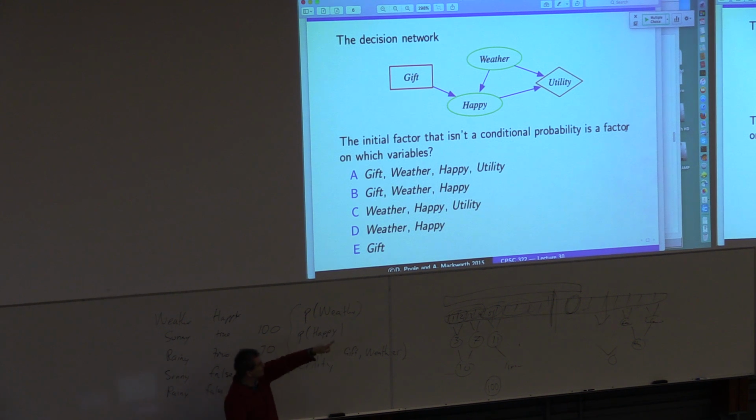That's right. There's one factor that isn't a conditional factor, and it's the utility, and it's a factor of which two variables, weather and happy. The initial factor that isn't a conditional probability is a factor of which variables? There's a unique answer for this. And it's certainly not gift.